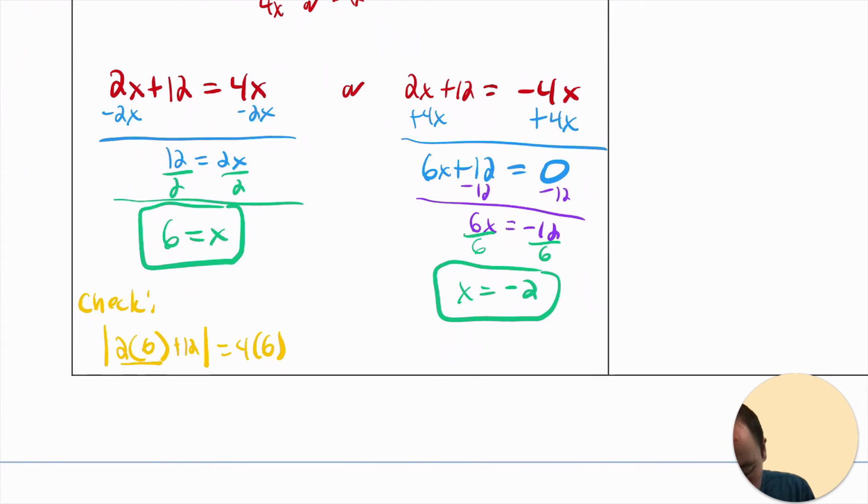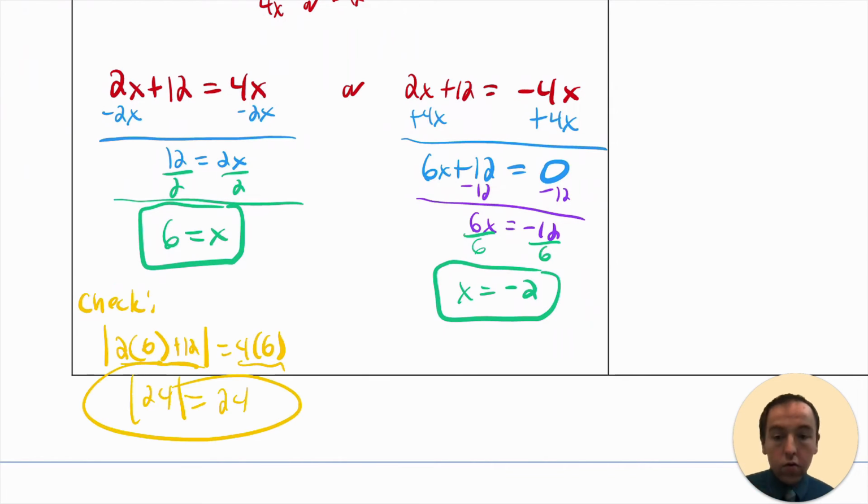2 times 6 is 12, plus 12 is 24. 4 times 6 is 24. Okay, so that right there is a true number statement, because the absolute value of 24 is 24. So great, we know 6 is going to be an answer. I'll highlight that in green.